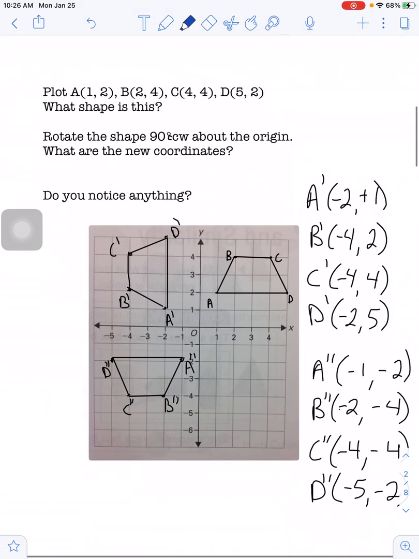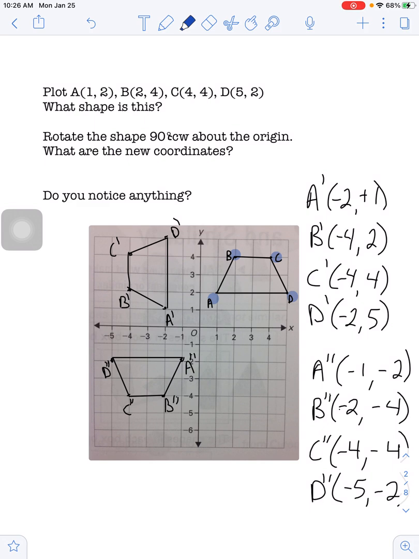Let's look at this question here. Here we have plot A, B, C, and D, and I've done that already over here. It says, what is the shape? Well, this shape is an isosceles trapezoid. I'm going to change this up a little bit. We're going to rotate the shape 90 degrees counterclockwise about the origin and see if there's still a pattern there, and the pattern might be a little different. So we're going to look at what are the new coordinates.